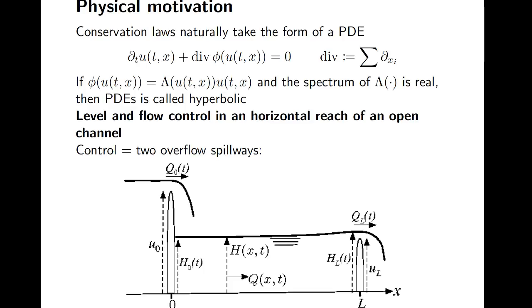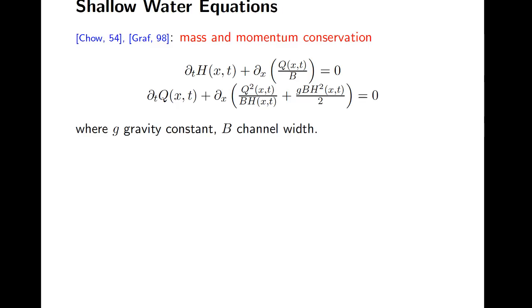Here one may wonder how we can control this to achieve a certain property. For example, if we want to regulate this variable h, which is the height of the fluid here, or q, which is the flux.